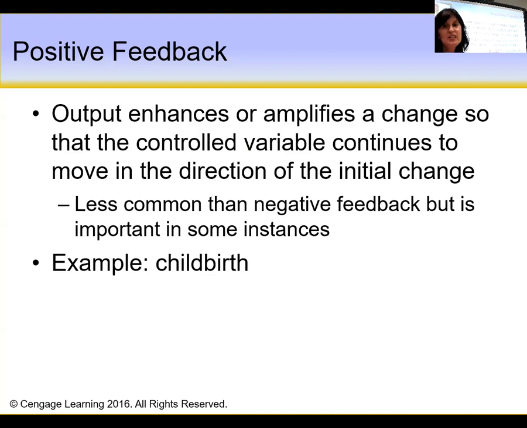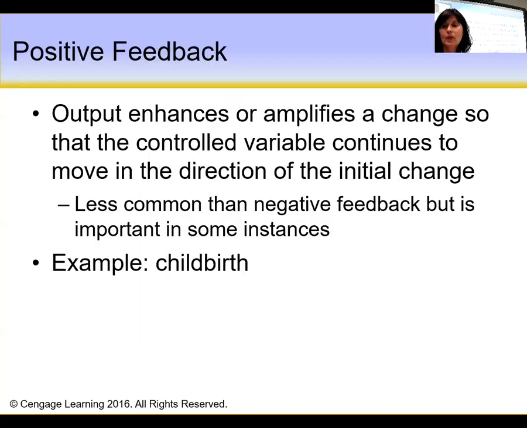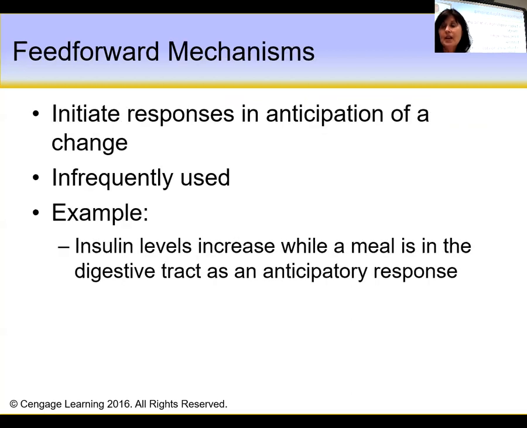And again, we see negative feedback. This is an example of endocrine with blood sugars, right? We see the negative feedback more than we do positive feedback. And then we have something that we don't hear about a lot. They're starting to learn more about in physiology called feed-forward mechanism.